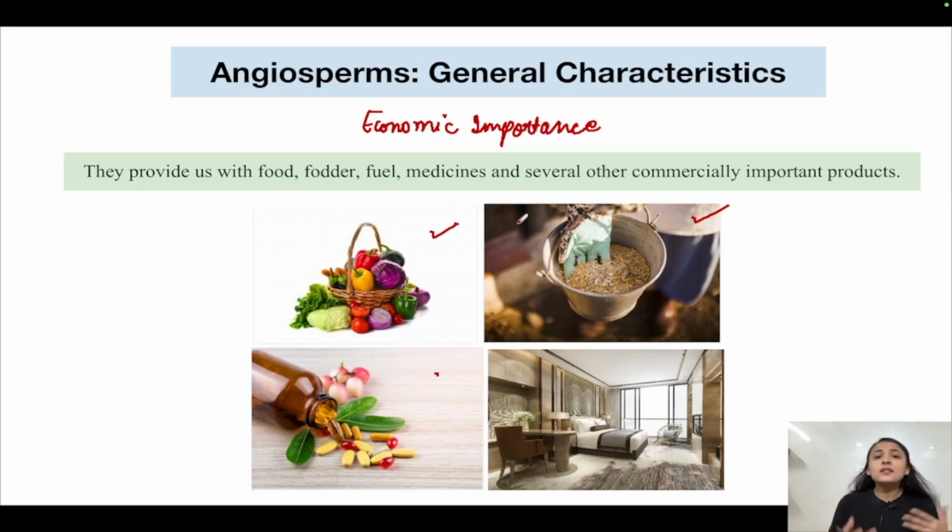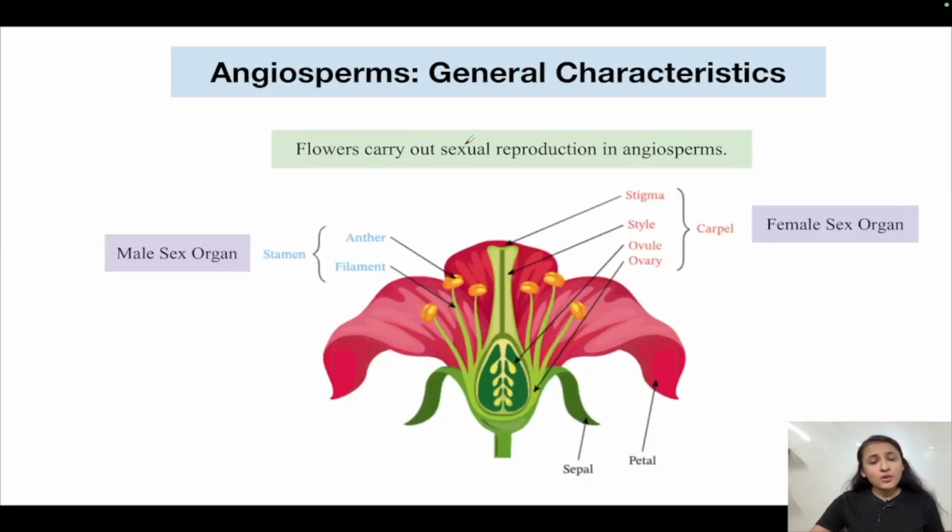Okay, there are certain herbs which have medicinal purposes and are also incorporated in medicines. And various other commercially important products are extracted from these angiosperms. Even wood is used in order to construct certain furniture. In house construction, wood is one of the most used products from plants. All right, so this was about economic importance.